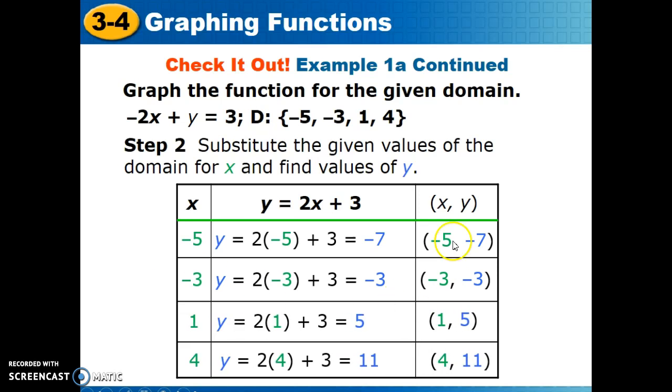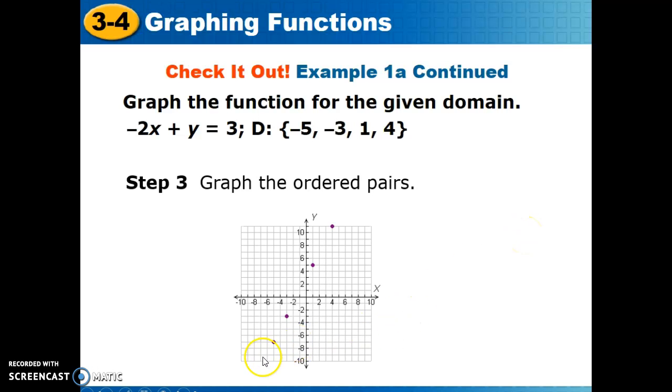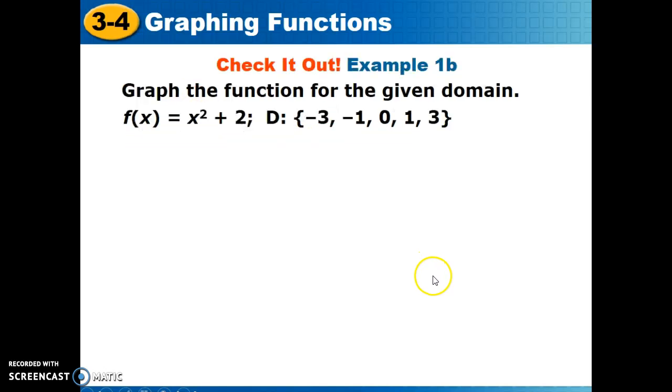Substituting those in for x, finding our y values: negative 7, negative 3, 5, and 11. Graphing the ordered pairs, we can see that they fall in a linear fashion. We can see no exponents in our original function, therefore our straight line. Let's graph this function, come back and check your solution.